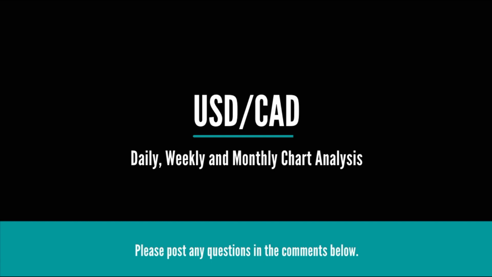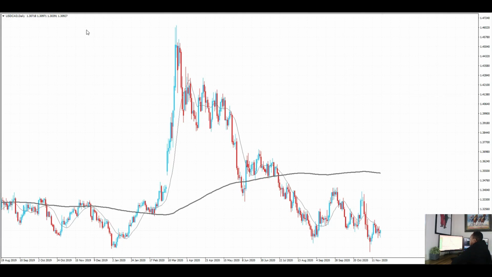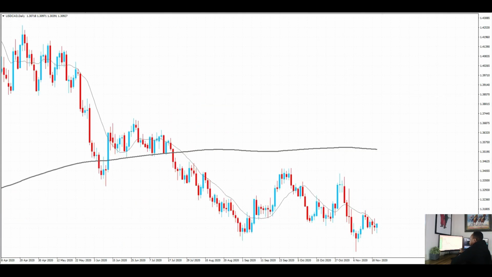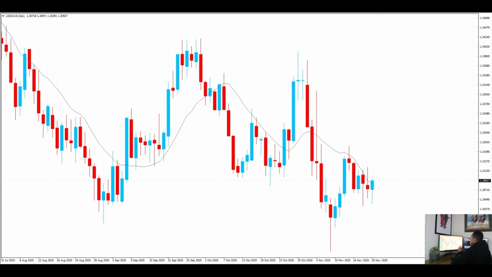And next we've got USD CAD. Okay, so for USD CAD on the daily chart, we can see that we did have a push to the upside last week. Now price is just moving sideways, so not too much movement this week in terms of direction. As you can see, previous support on the daily chart here gave us a nice push to the upside.